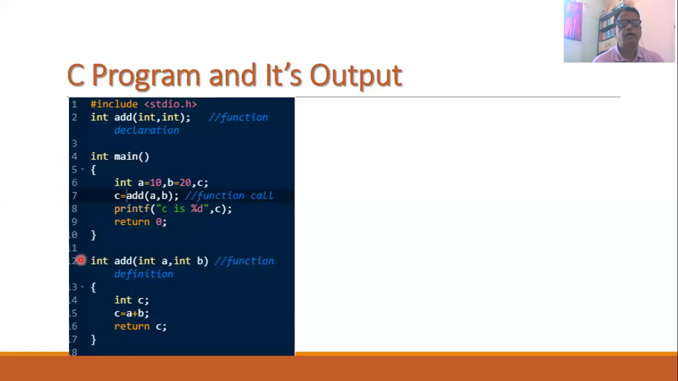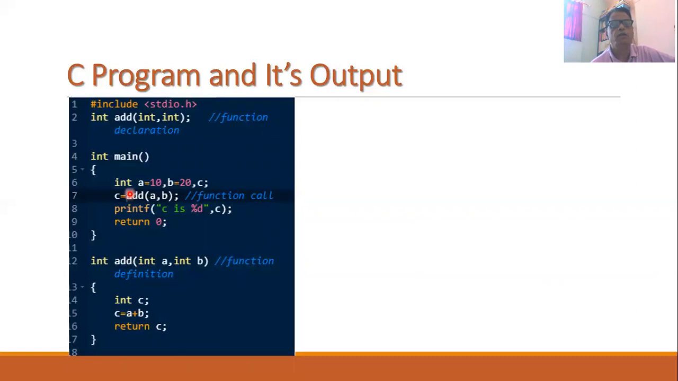Now you will find that the function definition is given at the end of the program. In the function definition, again, we have written the prototype of the function: int add, that is the name of the function, then the two arguments. So this is a function definition where I am giving the complete code of the function. A variable c is declared. And now what we are doing is adding a and b, and we are returning the value of c.